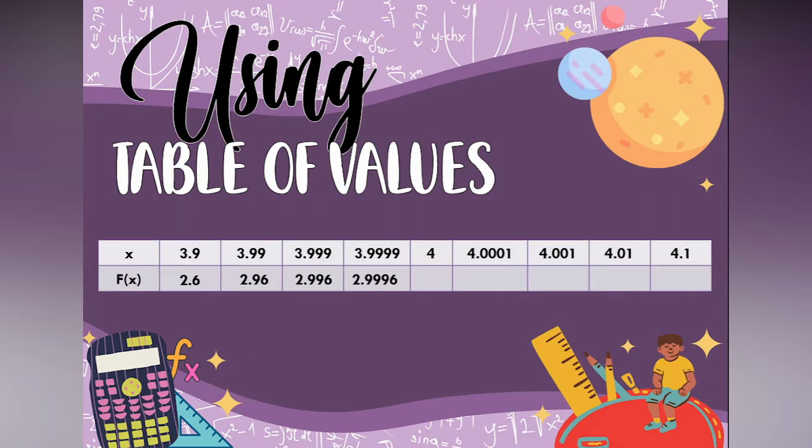Substituting 4.1 to our function will give us 3.4. Next, 4.01 will give us 3.04. Next, 4.001 will give us 3.004. And lastly, 4.0001 will give us 3.0004. As you notice, our values from the left and the right are approaching 3. And substituting 4 to our function will also give us 3. Therefore, the limit of this function is 3.